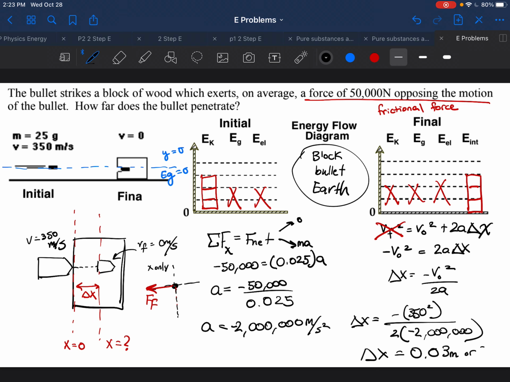We get 0.03 meters, or 3 centimeters. So the bullet goes 3 centimeters into the block before coming to a stop. The initial kinetic energy it has is turned into internal energy, stored via the heat, or increase in temperature, or thermal energy of the particles.